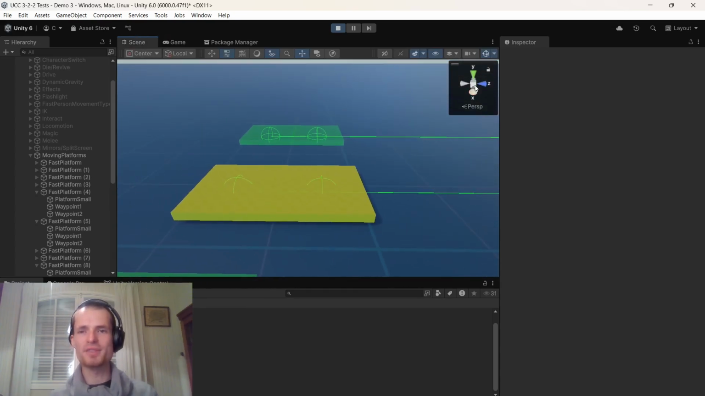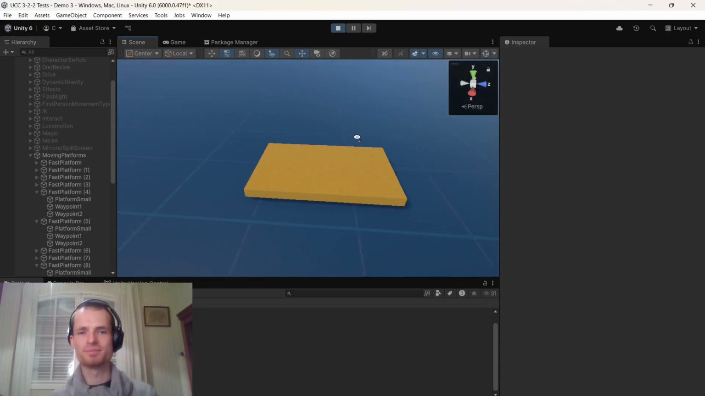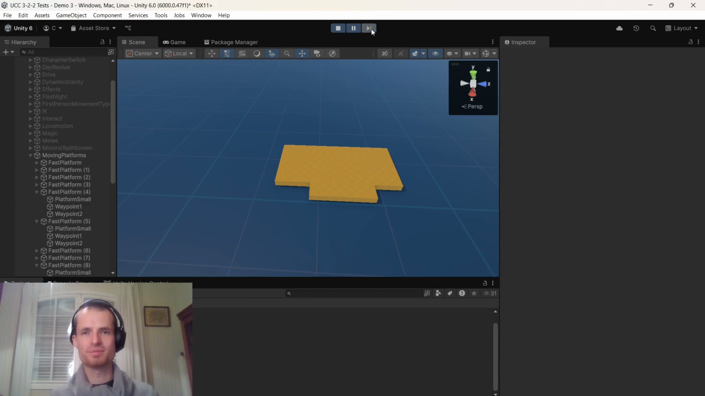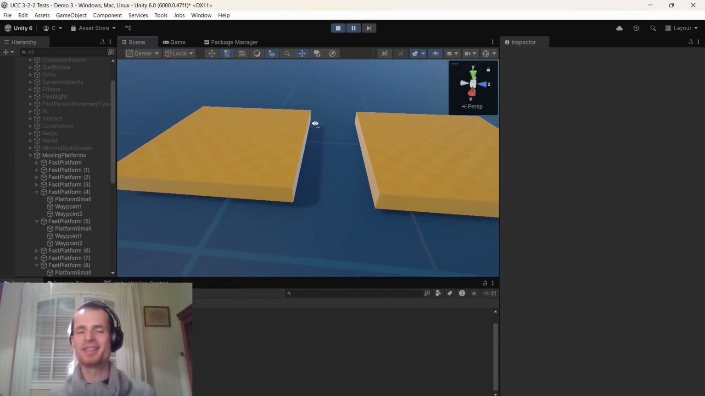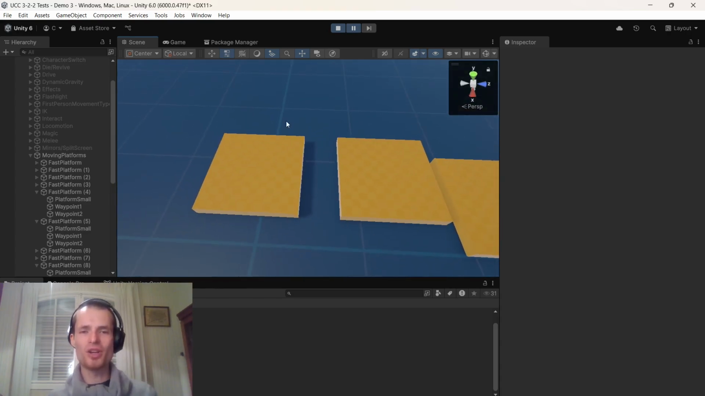Yeah, and you may have seen the issue already. Let me press pause. Come on. Yeah, there you go. So there is no logical explanation for this gap.